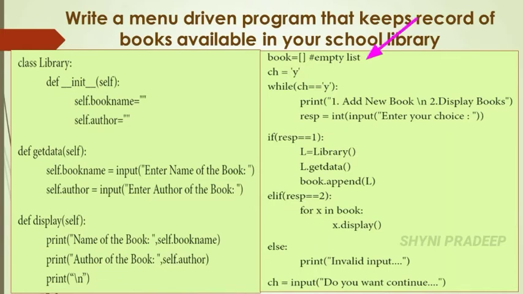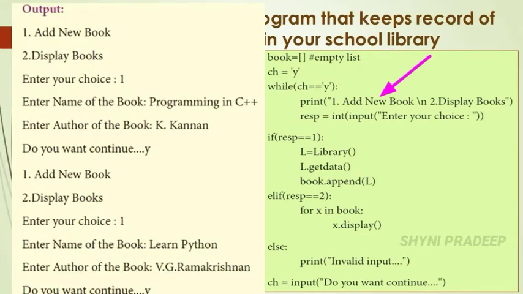Okay. See here, book is equal to an empty list. Initially no books are there. Next, ch is equal to 'Y'. While ch is equal to 'Y', you have to check this condition. Okay. Here this while is a loop. ch is equal to 'Y' is a condition. You have to execute these statements until this condition becomes false. Here check the condition, ch is equal to 'Y'. The condition is also ch is equal to 'Y'. So this condition is true. So execute the statements. 1. Add a new book, and \n for the next line. 2. Display books. Okay. It will display on the screen.